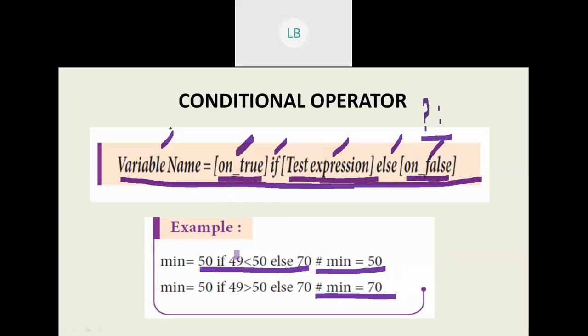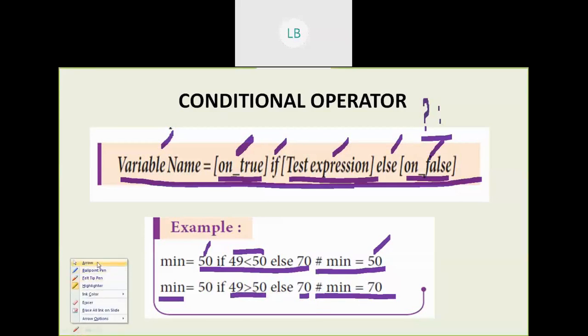Here this is the condition. 49 less than 50. If this is true, this value will be assigned. So 50 is assigned to this variable minimum. In the next one, 49 greater than 50 is the condition. If this condition is true, this will be assigned. In this case, this is false. So else, 70 will be assigned to minimum. So this is how conditional operator will work.